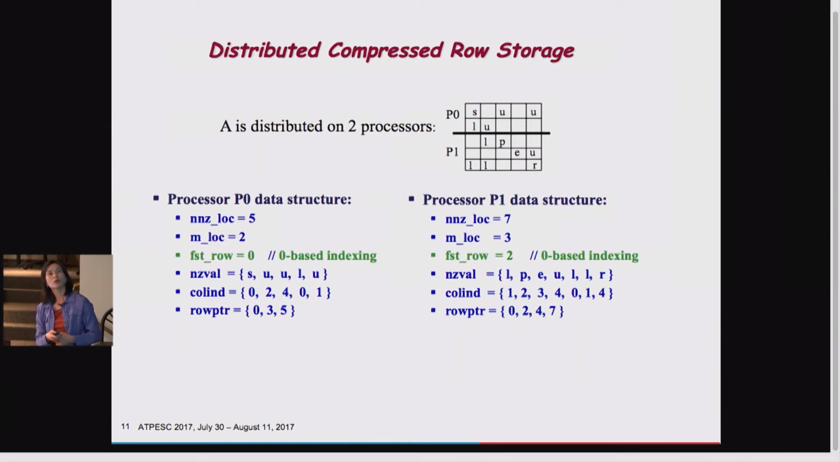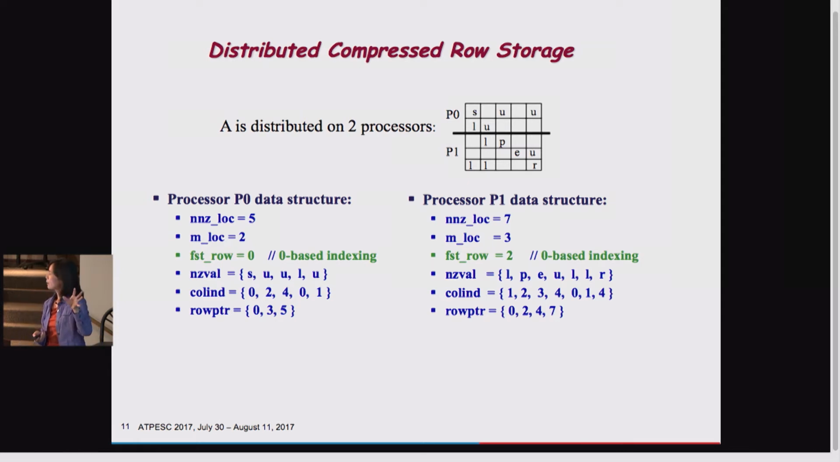In addition to what you have in the sequential compressed row, here you also have some data structure to record the number of non-zeros locally. For example, for processor 1 here, the number of local non-zeros is 7, the number of rows is 3, and the first row for processor 1 starts from 2. In the global matrix sense, it's 0, 1, 2, the second row. And the rest is the same as the 3 arrays: the non-zero values of my processor, the column index, and the row pointer, okay? So that's the distributed compressed row storage.